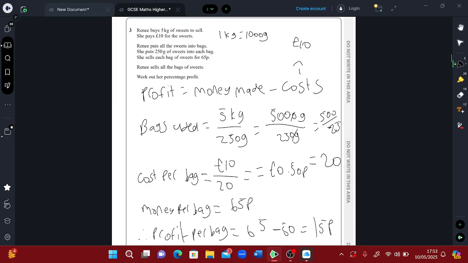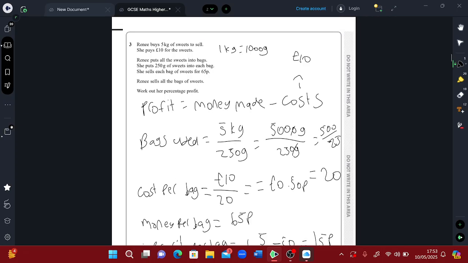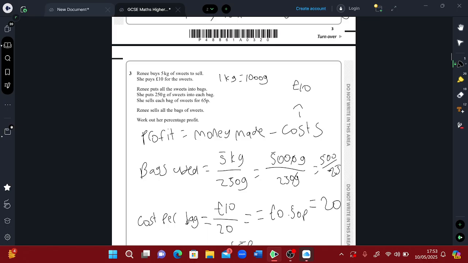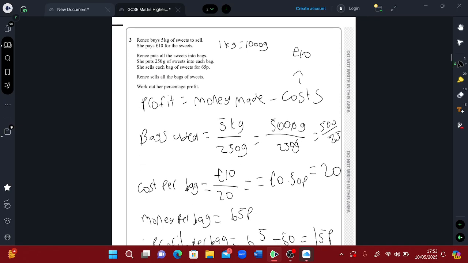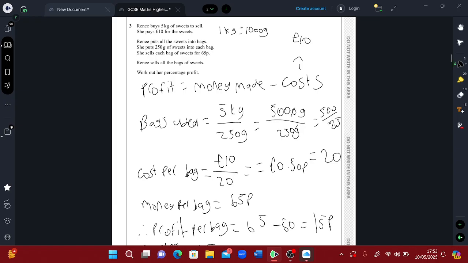5,000, 500 over 25. That should be right. That's 20 because we did check that. So it's 20 bags, and so the cost per bag. We know it costs £10 in total, so out of 20 bags, 10 over 20 is a half.